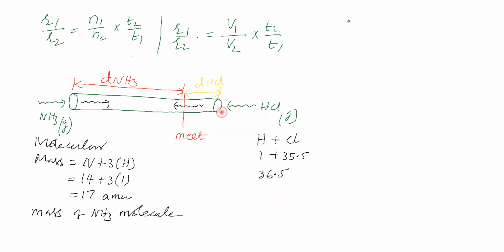HCl is traveling less distance. Ammonia is traveling more distance. Ammonia traveled more distance, HCl traveled less distance. Now we will see the time taken for ammonia and the time taken for HCl.